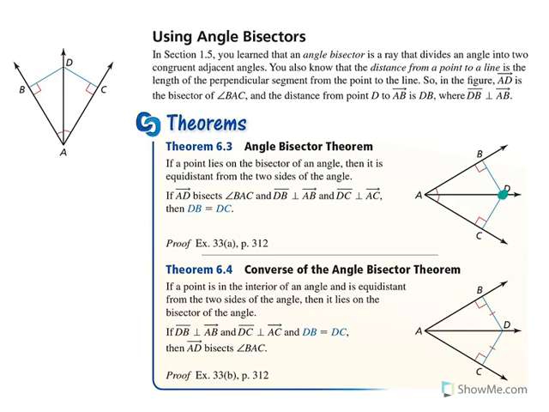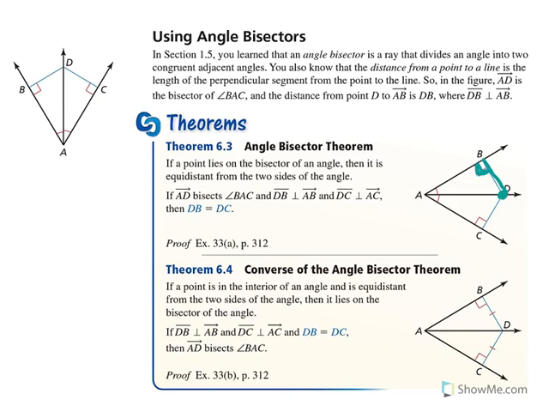So if we're talking about point D, its shortest distance to that line of AB is to go straight there and make that right angle. Otherwise, if it went way off to the right, that's going to make a longer line, right? So the shortest distance is that perpendicular line. And if we do the same thing to the other side, it's going to be of an equal distance, is what the angle bisector theorem tells us. Then the converse just tells us the opposite. If a point is in the interior of an angle and it is equidistant from both sides of the angle, then we can determine it lies on the bisector of the angle.